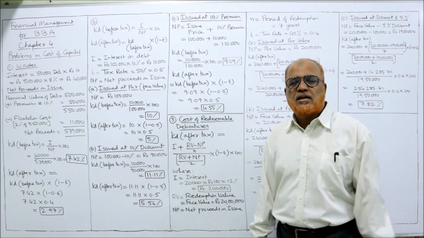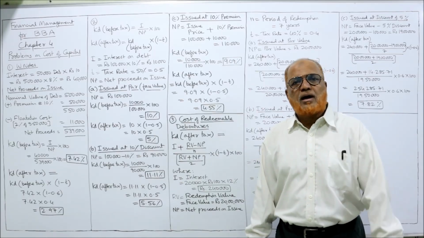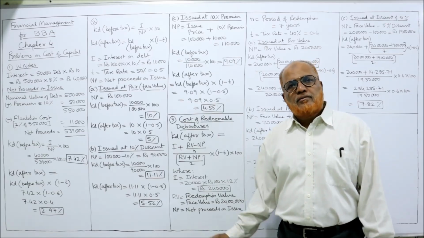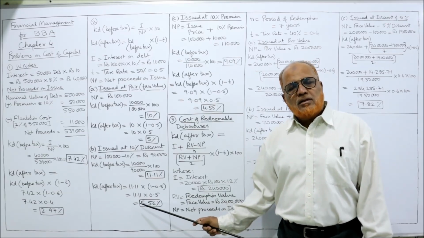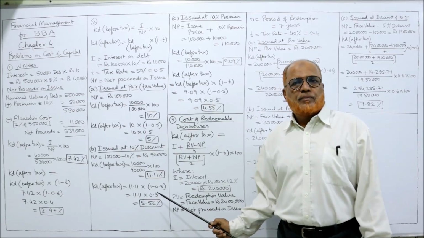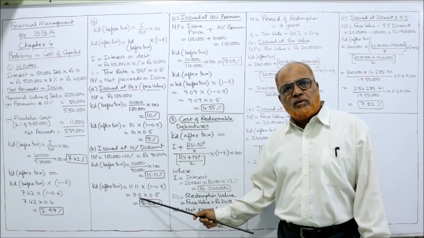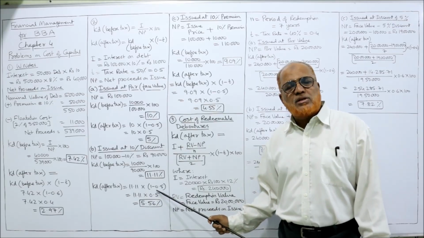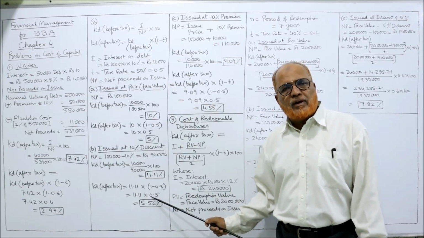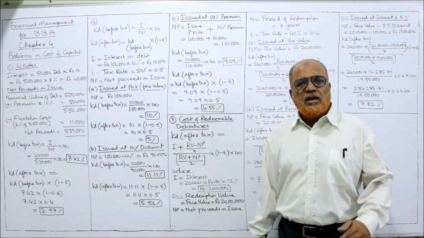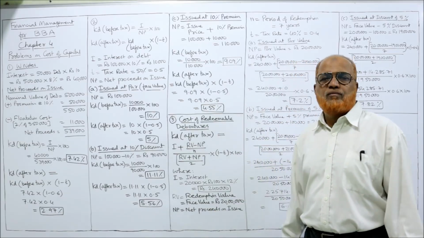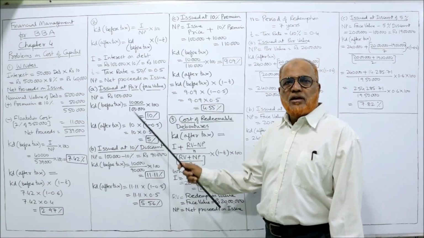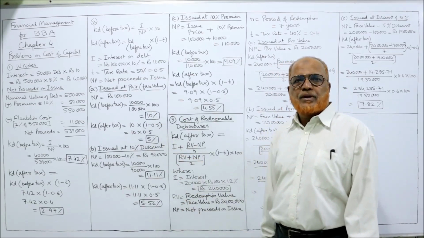11.11%. This is the KD before tax. Now KD after tax. So KD before tax into 1 minus T. So KD before tax 11.11% into 1 minus T. T is 50%, 0.5. 1 minus 0.5 is 0.5. So 11.11 into 0.5 will get 5.56%. Finished. Two cases completed. Issued at par value, issued at discount.